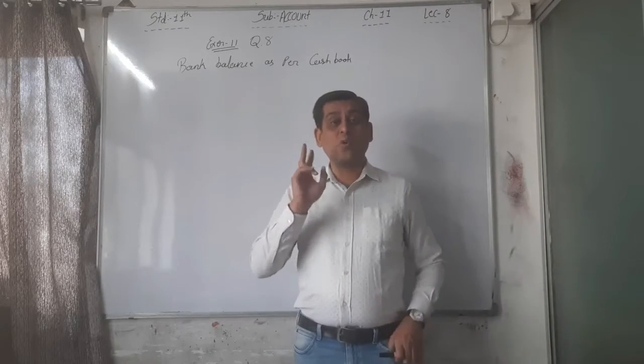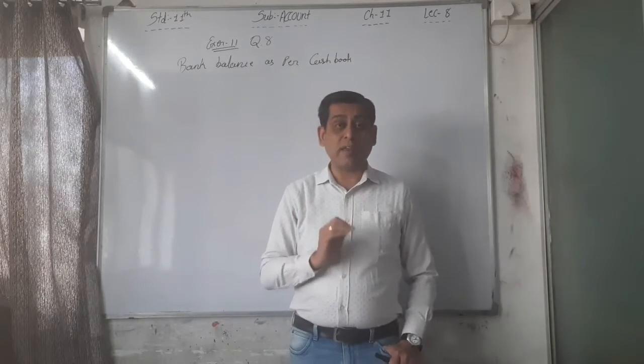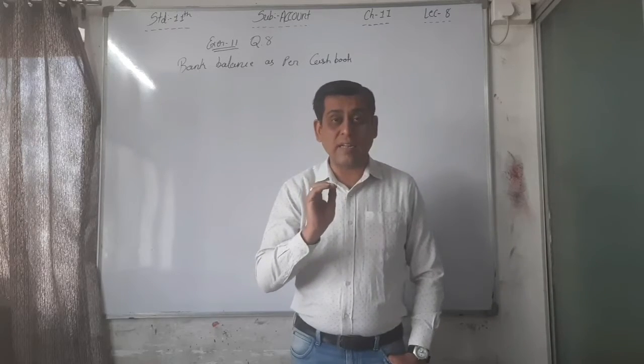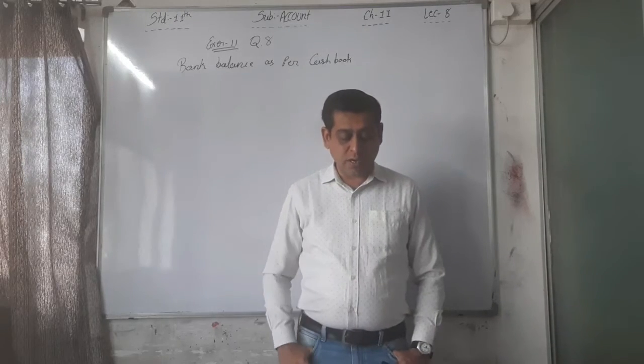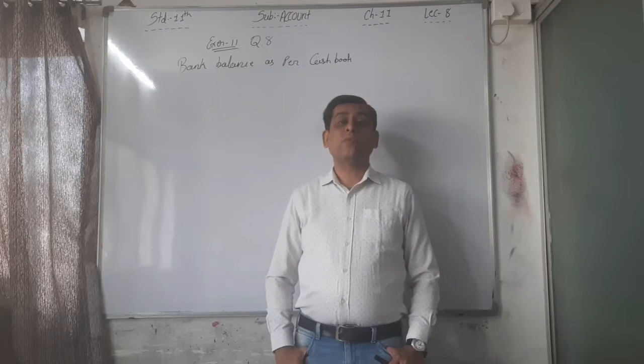Always opening and closing balances are given. In the bank reconciliation statement chapter, we just have to concentrate on the closing balance of the month. Okay. So here 710 bank overdraft as per cash book. That means what? Which side?